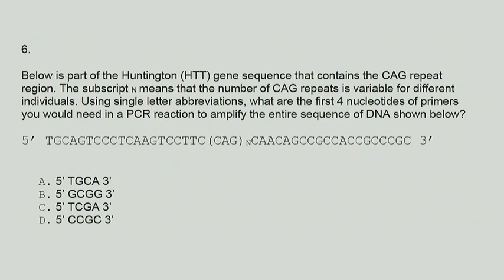For A? I mean, it's correct. It's just TGCA. You can just read off the first 4 nucleotides.